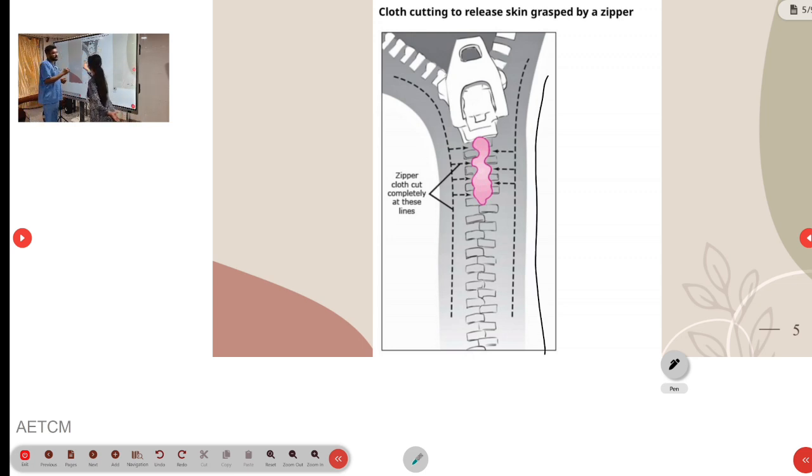And after that we can put cuts in between the zippers. So like these cuts we can keep in between the zippers and then give lateral traction either with our hand, or we can use any forceps or tooth holding forceps and try to pull laterally. So that should release the skin. So that is one method if the prepuce skin is stuck between the teeth.